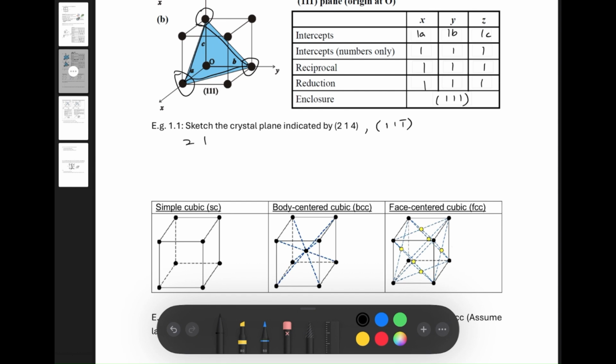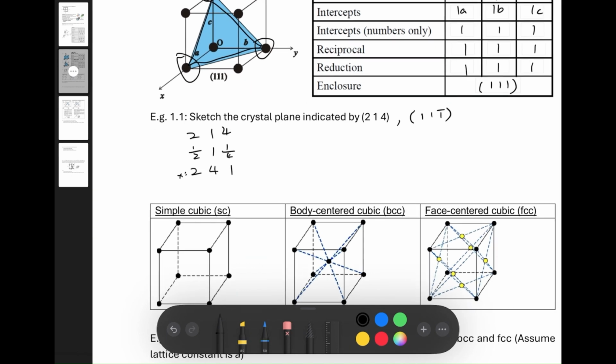So we take 214 and then we take the reciprocal. We just ignore the reduction step, that's fine. So we take the reciprocal, which is 1, 1/2, 1/4. So now we take the reduction of this, which is we multiply throughout by 4, we get 2, 4, and 1. So this is the intercepts. So x2, y4, and z1.